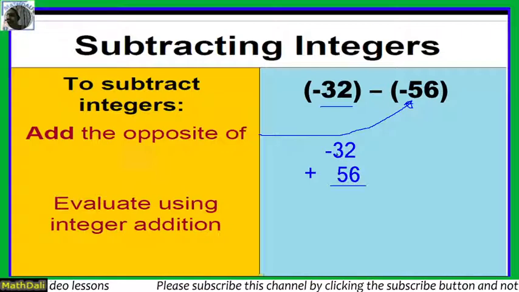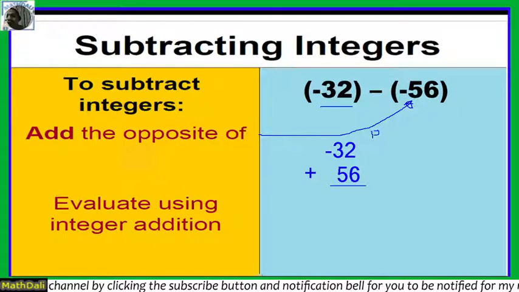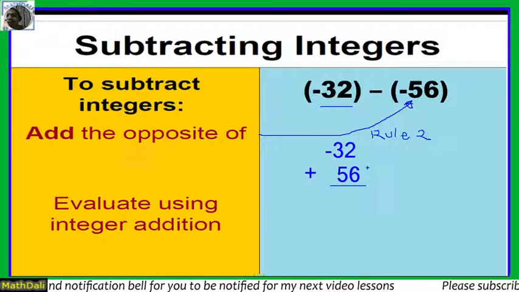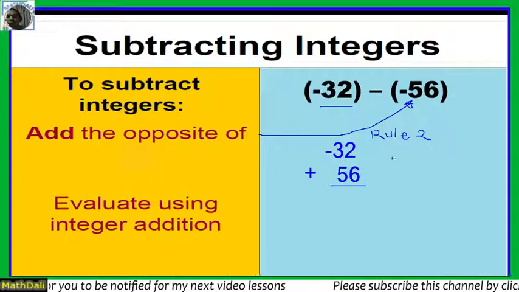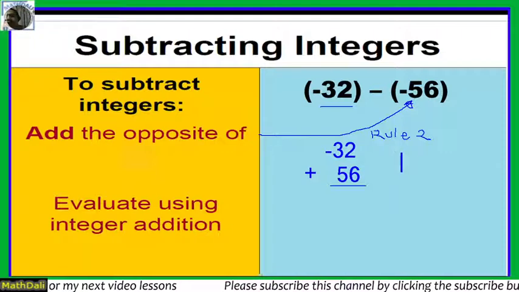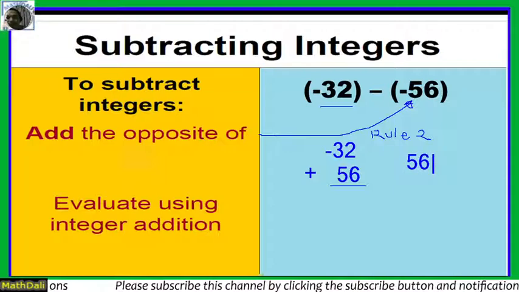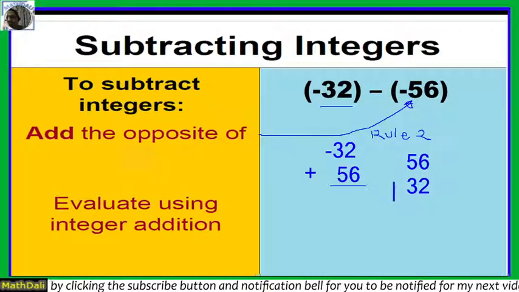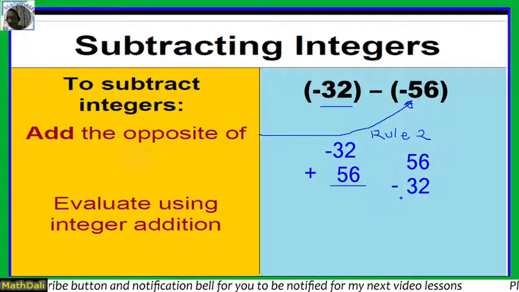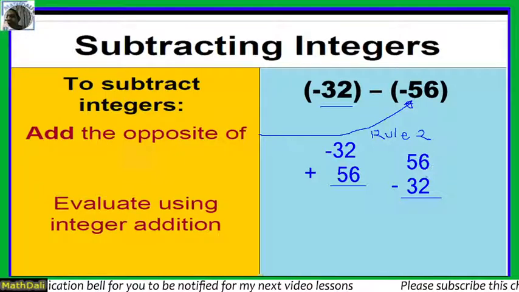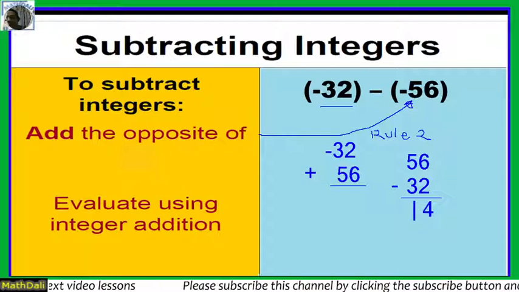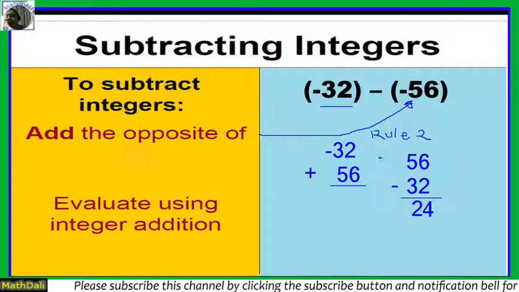Mapapansin ninyo, magkaiba yung sign nitong dalawang to. So, ang i-apply natin dyan yung rule number 2 ng addition of integers. Ang rule number 2 natin, sabi doon, subtract daw ninyo yung dalawang number. Subtract the absolute value. Yung absolute value ng 56 ay 56. Absolute value ng negative 32, that is positive 32. So, we're going to subtract. 6 minus 2, that will be equal to 4. Then we have 5 minus 3, that is equal to positive 2.